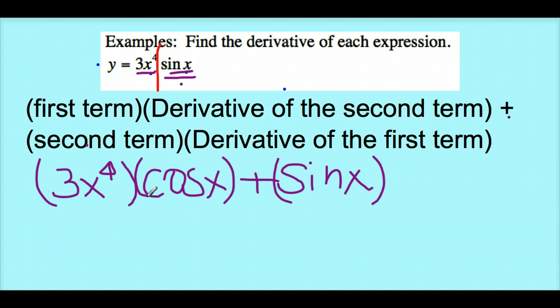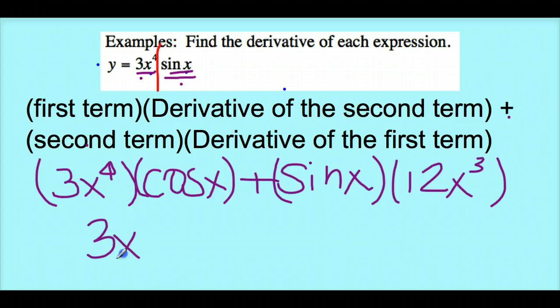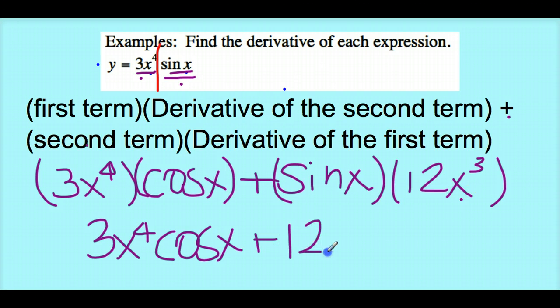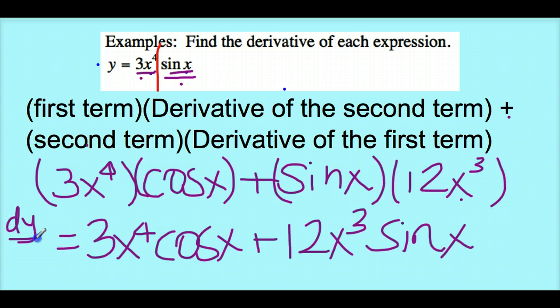And I'm going to take the derivative of the first term. So I'm going to take the derivative of this, which is 4 times 3 is 12, times x to the third power, since 4 minus 1 is 3. And all I'll have to do now is simplify this. To simplify this, I'm just going to get rid of my parentheses. So I get 3x to the fourth cosine of x plus, and I'm going to move this term to the front, 12x cubed sine of x. And this is equal to your derivative, dy/dx.